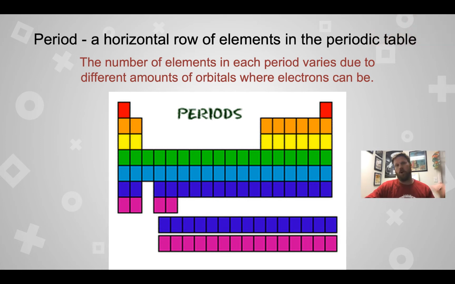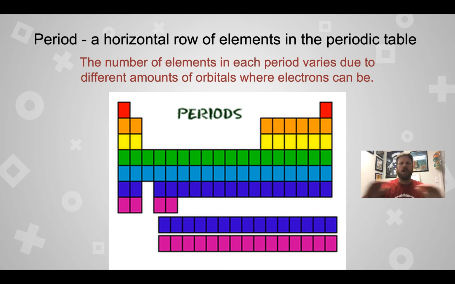Now we're going to talk about rows and columns on the periodic table. Rows are called periods. Columns are called groups. The way I remembered that when I was in your position was P and R are closer together in the alphabet, and G and C are closer together in the alphabet. Period with row, group with column. That's how I always remembered it.